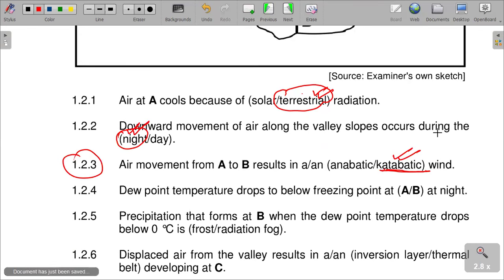1.2.4: dew point temperature drops to below freezing point at dash, A or B, at night. What is the correct answer here?